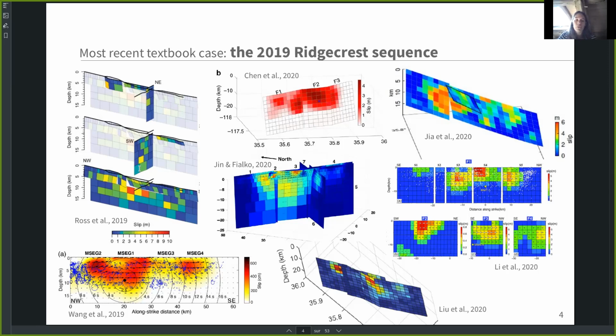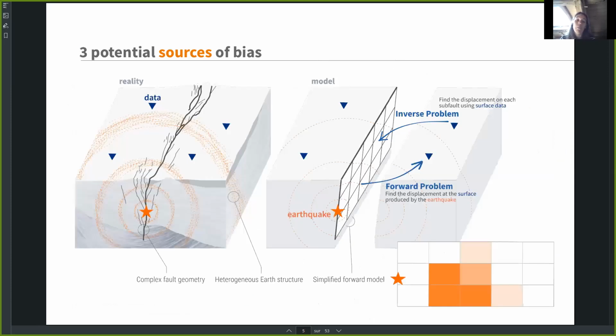So this is a very good illustration of the ill-posed nature of the inverse problem when we try to solve for the slip. What this means is that there are a lot of different solutions that can explain equally well our measures at the surface of the Earth. And this is even worse when we consider all the possible sources of bias that can impair our ability to model the on-fault deformation. So there are three potential sources of bias.